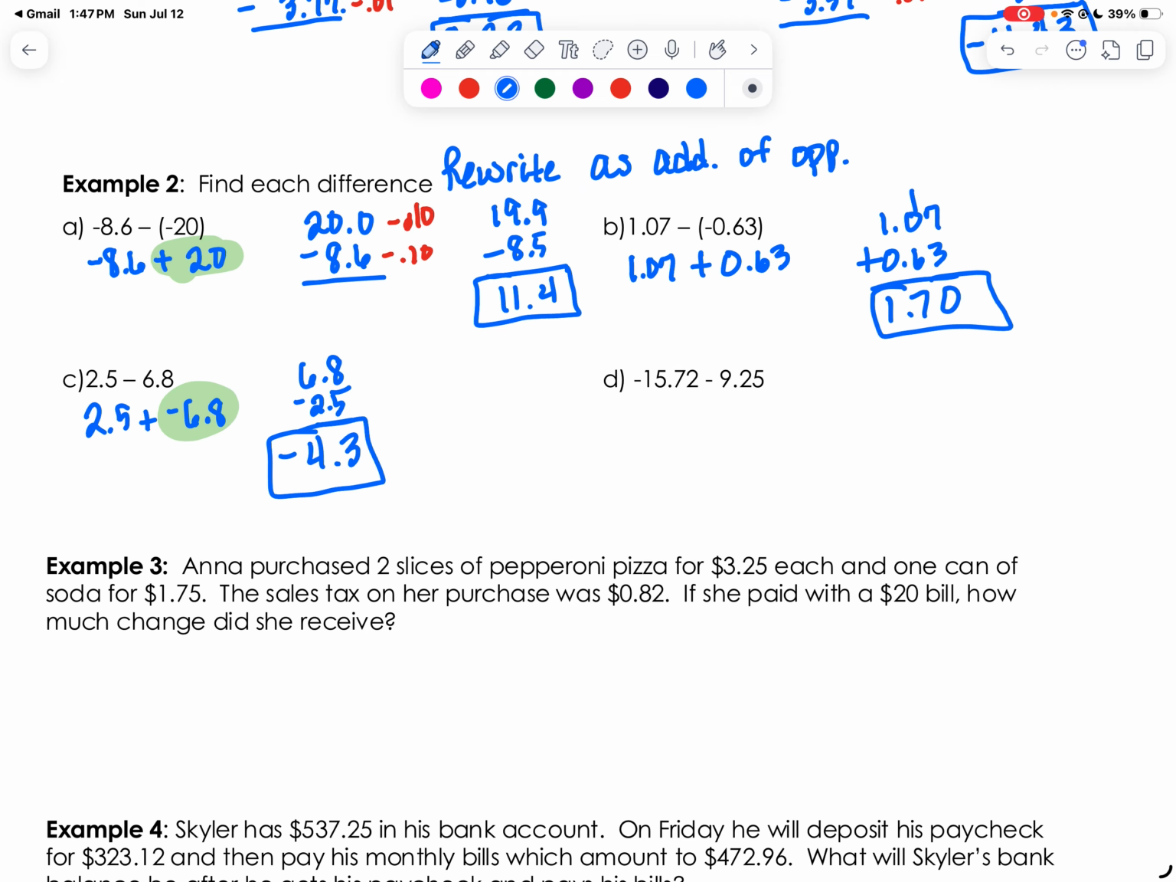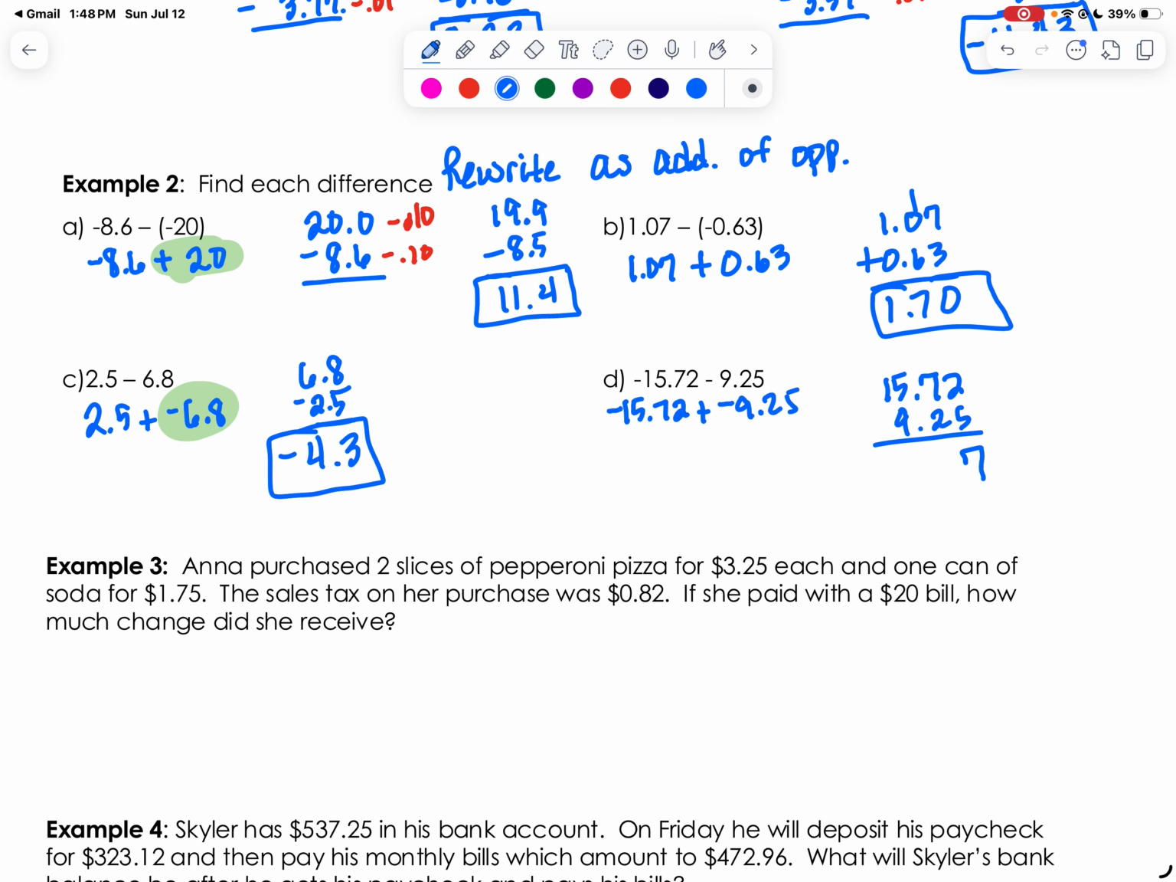All right, negative 15.72 minus 9.25. First thing I want to do is rewrite as addition of the opposite. So keep the first number the same, then change the minus to plus, and then the opposite of 9.25 is negative 9.25. Now notice that we have a negative plus a negative, so that means add them up and keep the sign of the original.